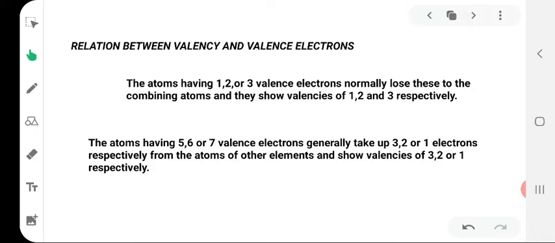Relation between valency and valence electrons. The atoms of the elements can normally take part in chemical combination in 2 ways. The atoms having 1, 2 or 3 valence electrons normally lose these to the combining atoms and they show valencies of 1, 2 or 3 respectively. Similarly, the atoms having 5, 6 or 7 valence electrons generally take up 3, 2 or 1 electrons respectively from the atoms of the other elements and show valencies of 3, 2 or 1 respectively.